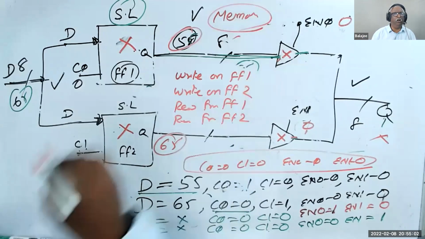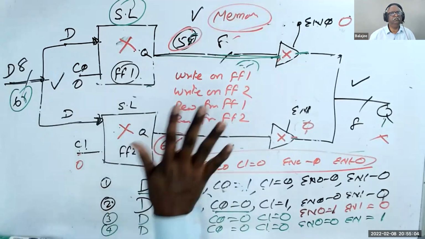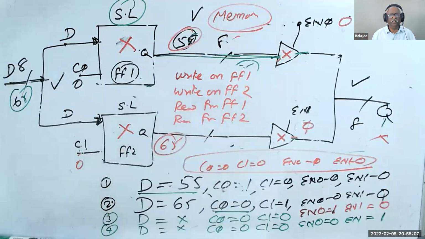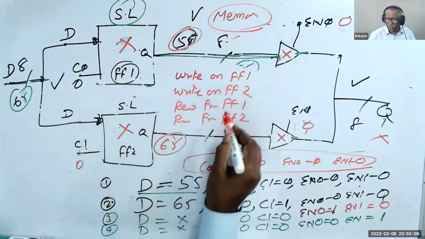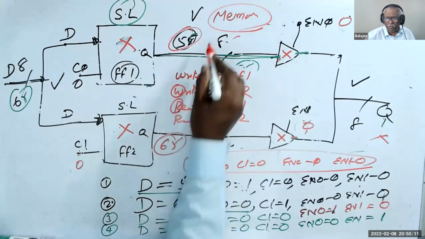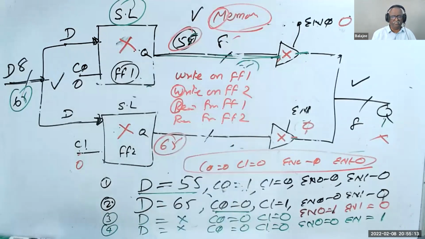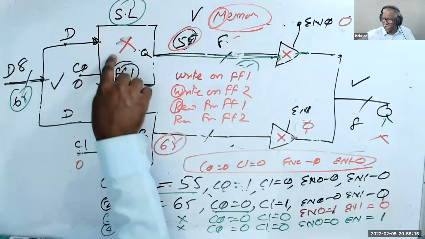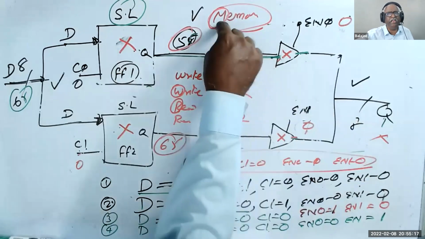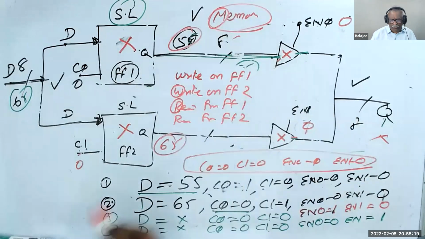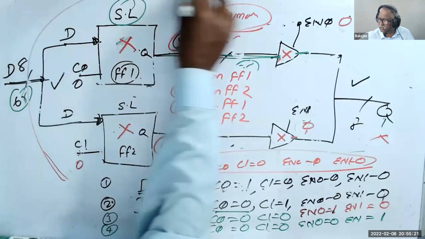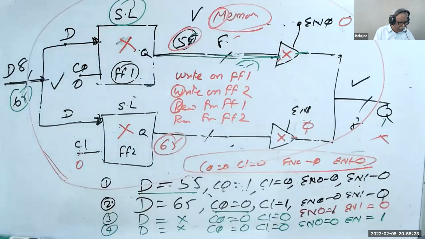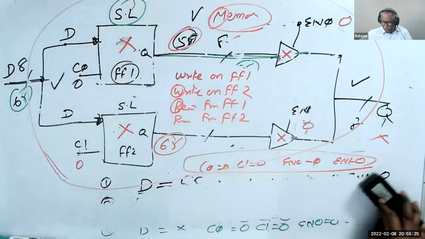You know what this is called? This is called read, write, memory. There are 3 operations. I am writing, I am reading, I am making it to remember. This is supposed to be called like this.